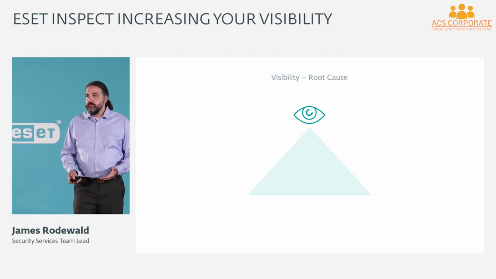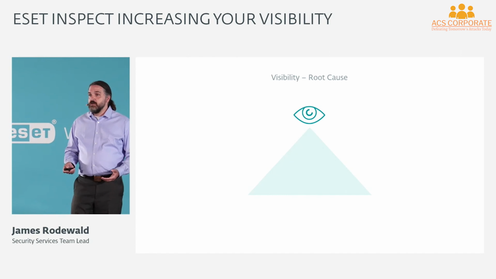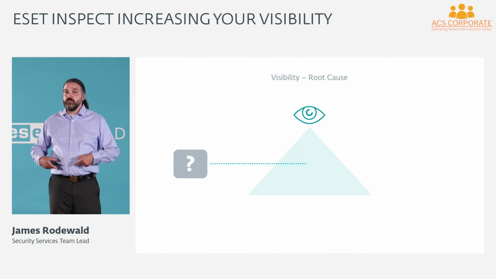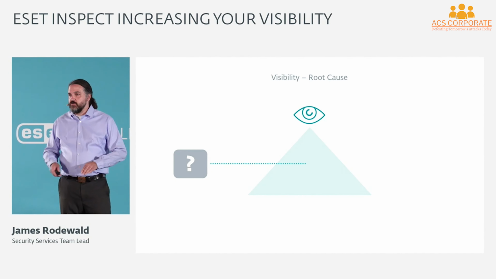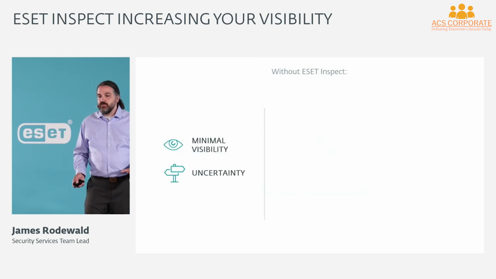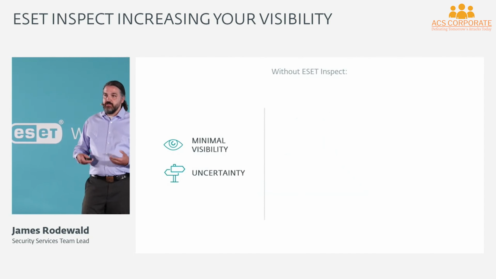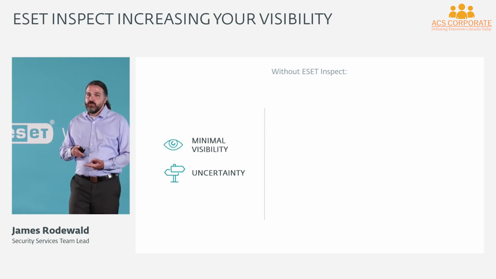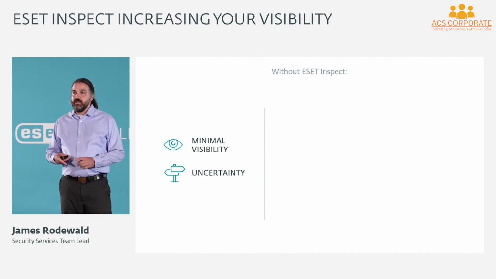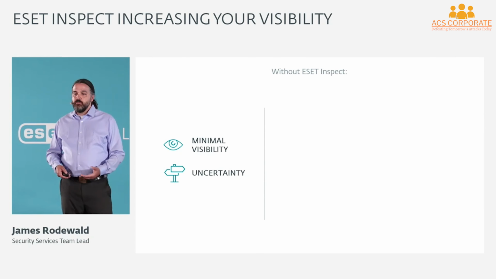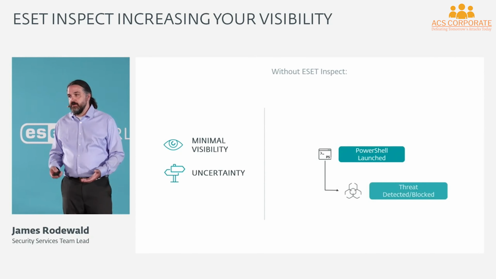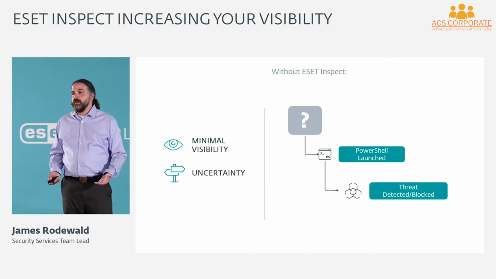Awesome. But they were left with a burning question: how did PowerShell even launch to get to the point where a threat was detected? They're only using ESET File Security, so no ESET Inspect was installed. So they're left with minimal visibility and uncertainty. We could only check to see if there was any persistence, or maybe if they had RDP or SMB open, and maybe something was exploited there. But in reality, we were just left with, okay, PowerShell launched and detected a threat.